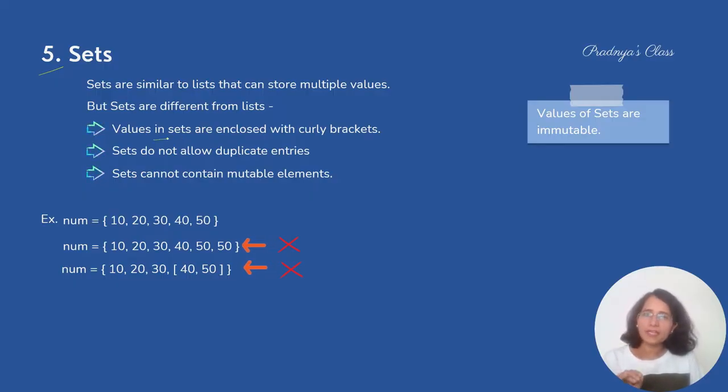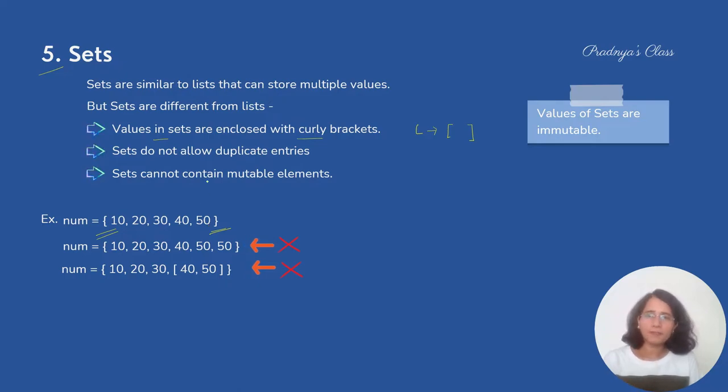Values in sets are enclosed in curly brackets. We have seen in case of list, we enclose the values in square bracket. But in case of sets, we are going to enclose the values using curly brackets.